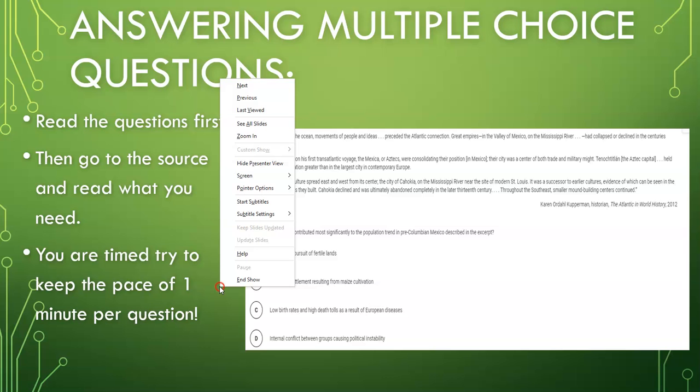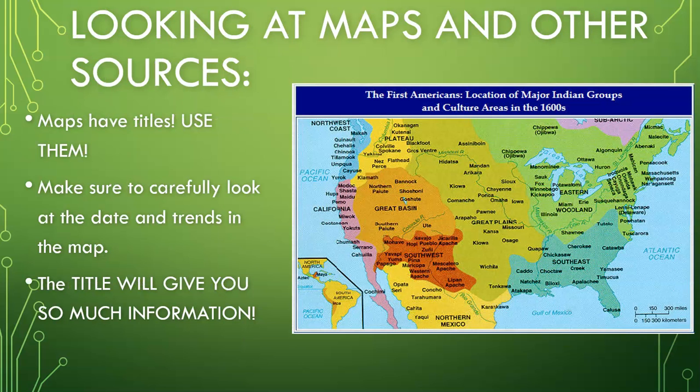My next bit of info that I want you to remember is about looking at maps and other sources. Use the titles. Maps have titles for a reason, and that reason is that they have a lot of really important information. If they give you a resource like this in multiple choice questions, and one of the questions is, what are the factors being shown in this map? You can look up and read the title and it says First Cultures in 1600. Oh, well, it's about Native Americans. If you look at your choices, you can narrow it down a lot quicker and a lot easier. Use the words on the map. Sometimes they're more important than the map itself. That doesn't mean you don't look at the map, but it is something to keep in mind.